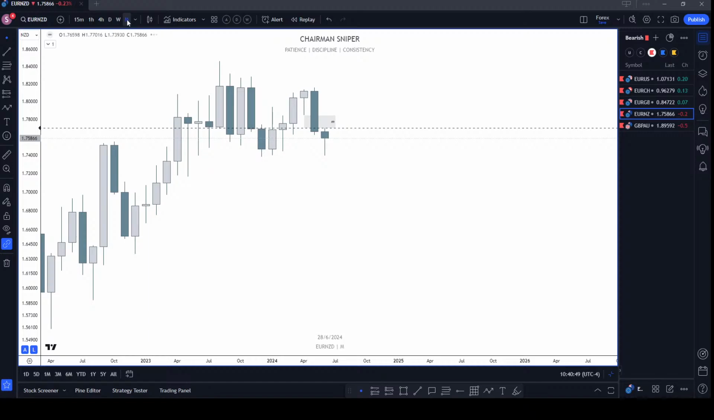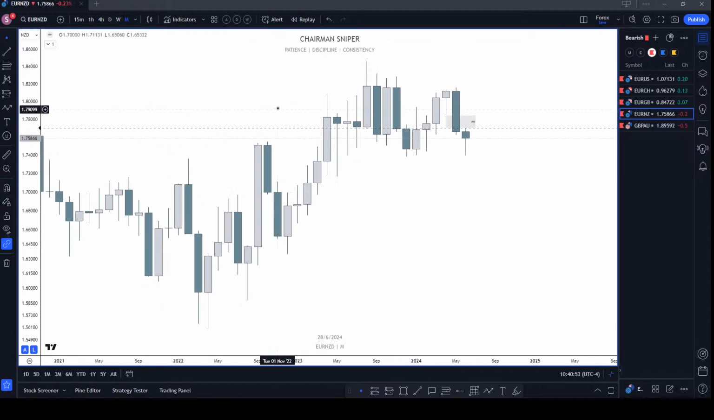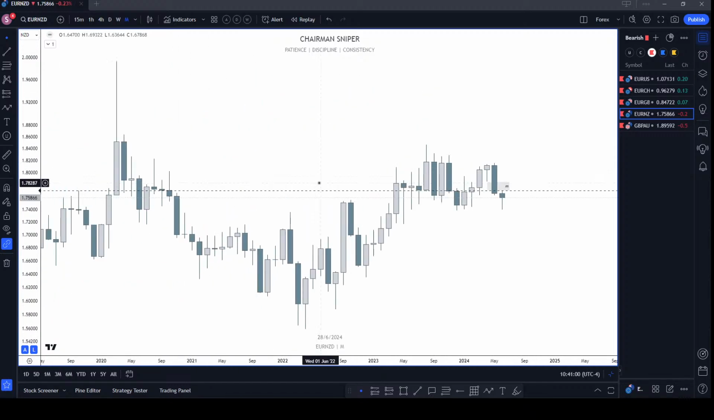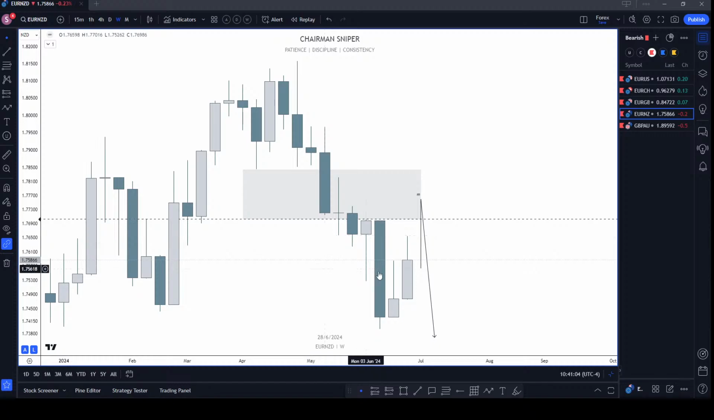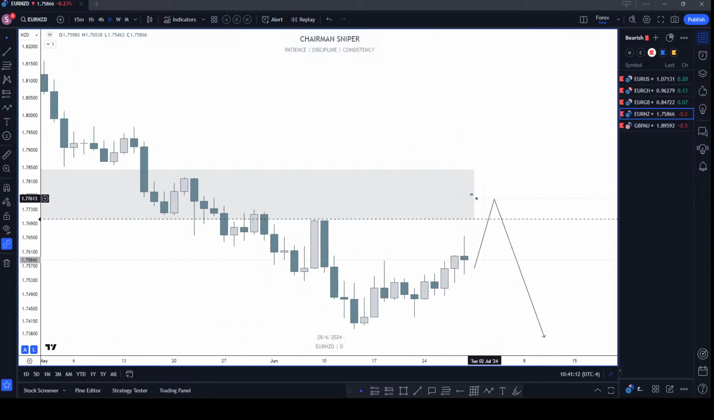Euro NZD, it's very choppy over here. On the monthly, we do have this fair value gap lower. We haven't had a fair value gap on this on the monthly for a while. On the weekly, we look like we are very much trading back into this. On the daily, we have low resistance liquidity below our lows. So if price does come back into this, it could be a very nice trade lower.